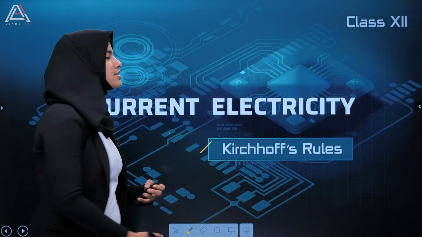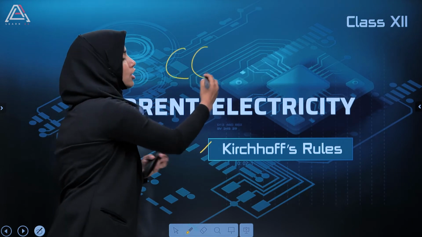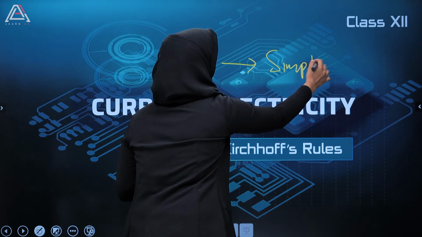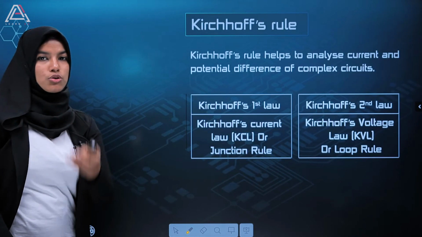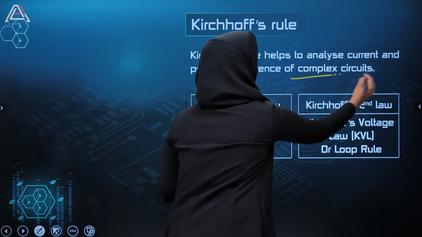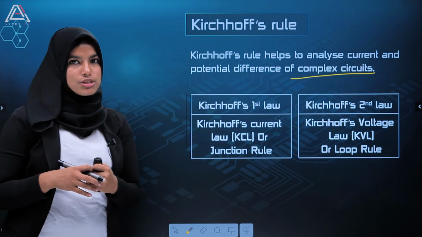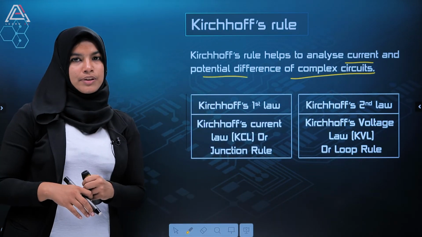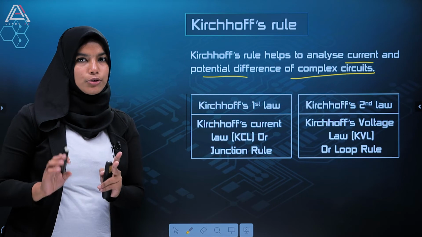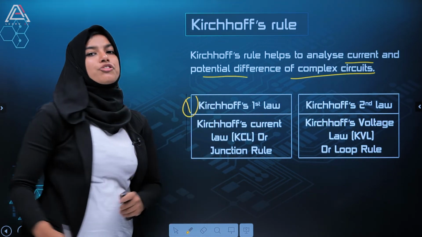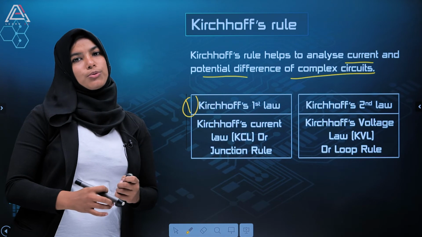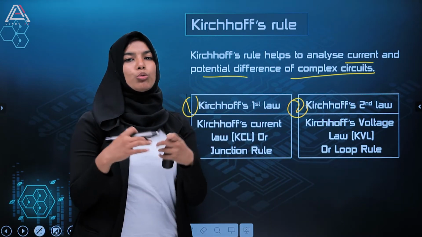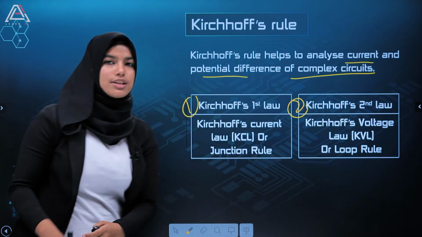Kirchhoff's rules are the rules which make a complex circuit into a simpler one. So let's see what Kirchhoff's rules are. Kirchhoff's rules basically help analyze complex circuits, and they determine the current and the potential difference or voltage. Kirchhoff's rules are divided into two. The first one is Kirchhoff's current law, or we call it the junction rule. The second one is Kirchhoff's voltage law, or we call it the loop rule. So let's look at each one of them one by one.